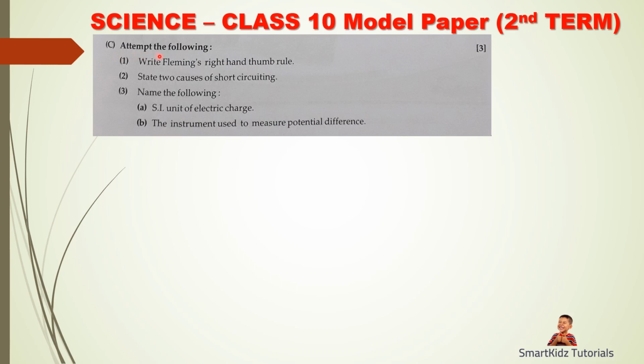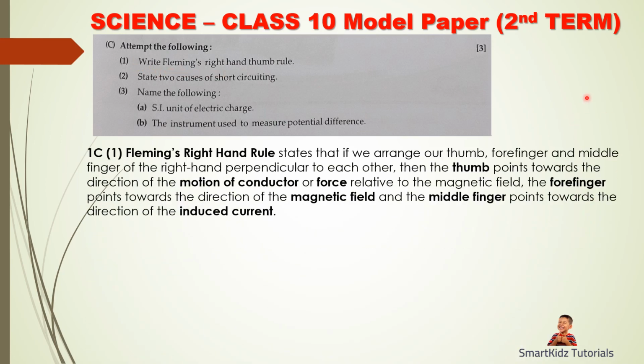Question 3c is attempt the following, and we have 3 main questions, and under 3 we've got 2 sub questions. So question 1 under 3c, write Fleming's right hand thumb rule. If you see in the textbook, it clearly tells you there is a thumb that is involved, then there is a forefinger and a middle finger, and they are mutually perpendicular to each other.